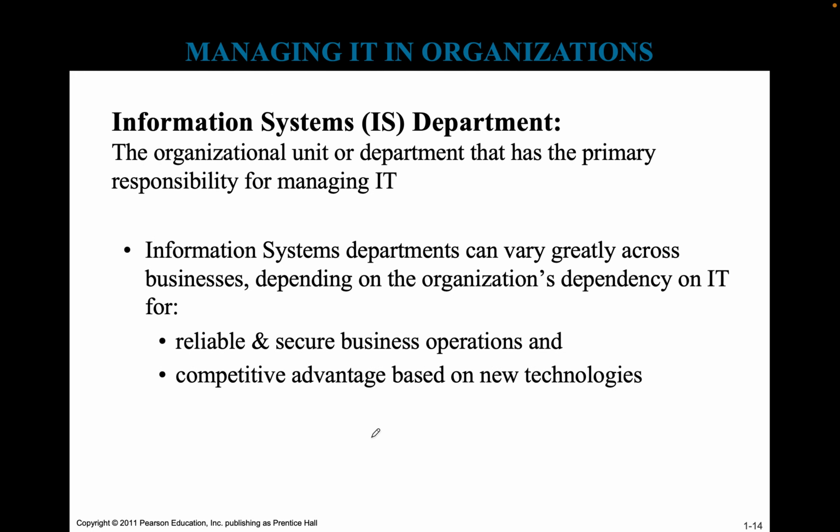Okay. Now let's go to what we call the information system. Remember, the information system department is responsible for handling all the IT in an organization. The information system department handles and manages all the IT related inventories in an organization. So the information system department can change or vary greatly across businesses. It depends on the business and the business size, depending on the organization's dependency on IT. So it depends on how that business uses IT a lot or a little bit. So it depends on all of this.